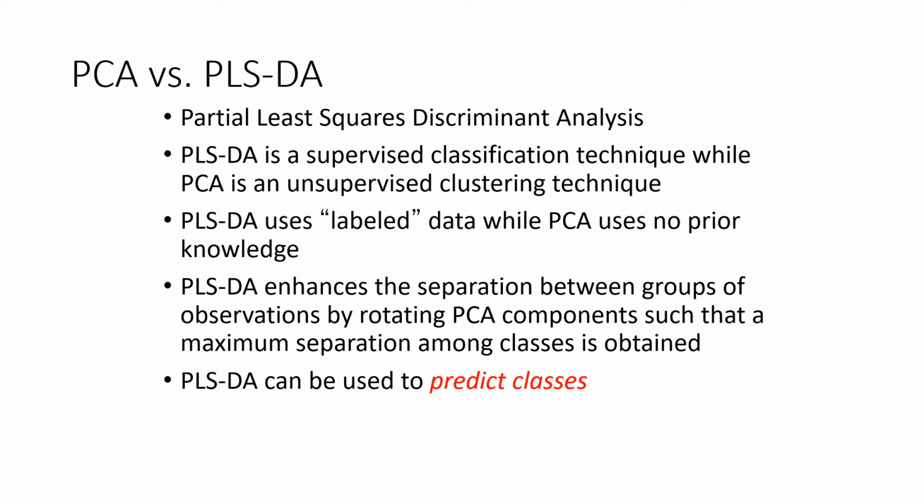So this is just a comparison between PCA and PLSDA. PLSDA is partial least squares discriminant analysis. PLSDA uses labeled data. It's a classification technique. PLSDA enhances the separation between groups by rotating the PCA components such that maximum separation among the labeled classes is obtained. So PLSDA not only performs a clustering process, it also learns and can be used as a predictor. So it's a categorical predictor.